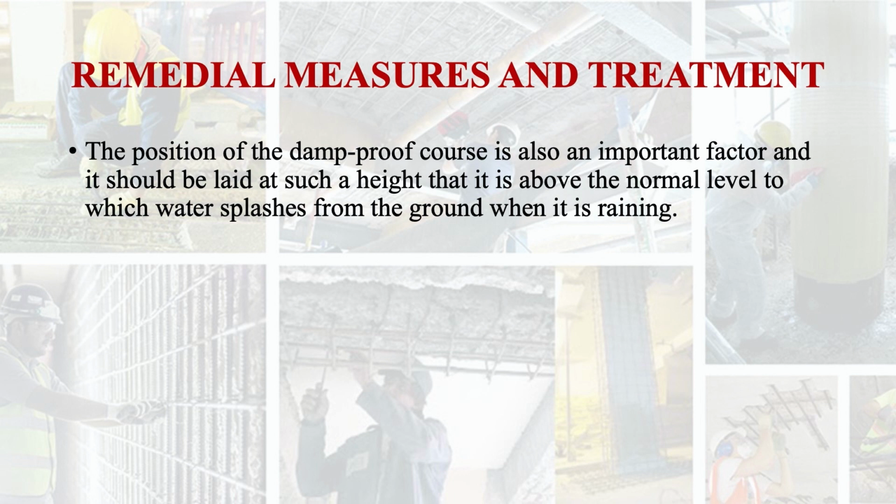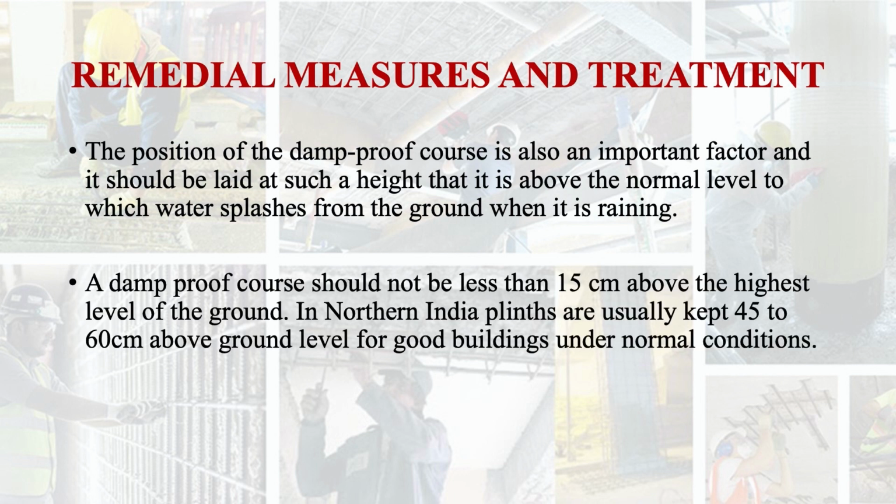The position of the damp proof course is also an important factor, and it should be laid at such a height that it is above the normal level to which water splashes from the ground when it is raining. A damp proof course should not be less than 15 cm above the highest level of the ground. In northern India, plinths are usually kept 45 to 60 cm above ground level for good buildings under normal conditions.